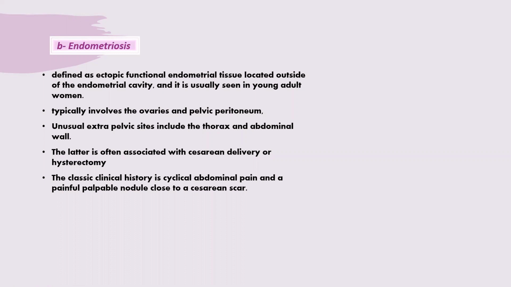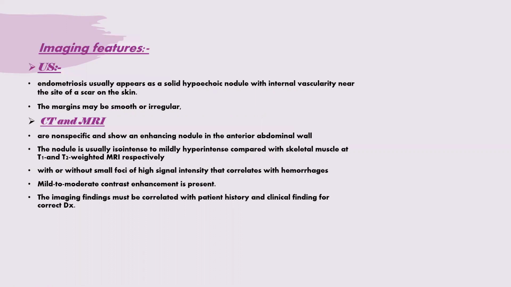Imaging features by ultrasound: endometriosis usually appears as a solid hypoechoic nodule with internal vascularity near the site of a scar on the skin. The margin may be smooth or irregular. CT and MRI are non-specific and show an enhancing nodule below the anterior abdominal wall.